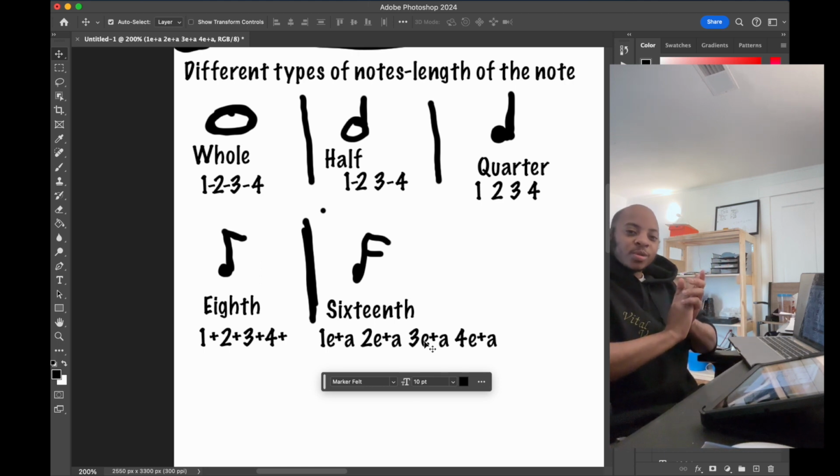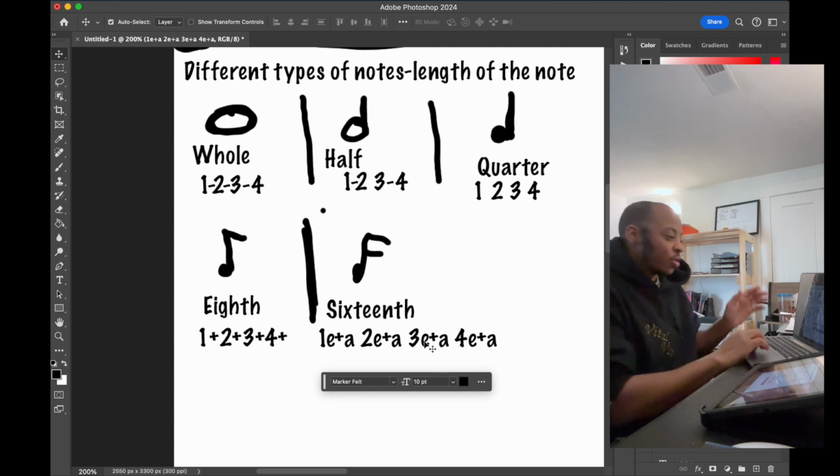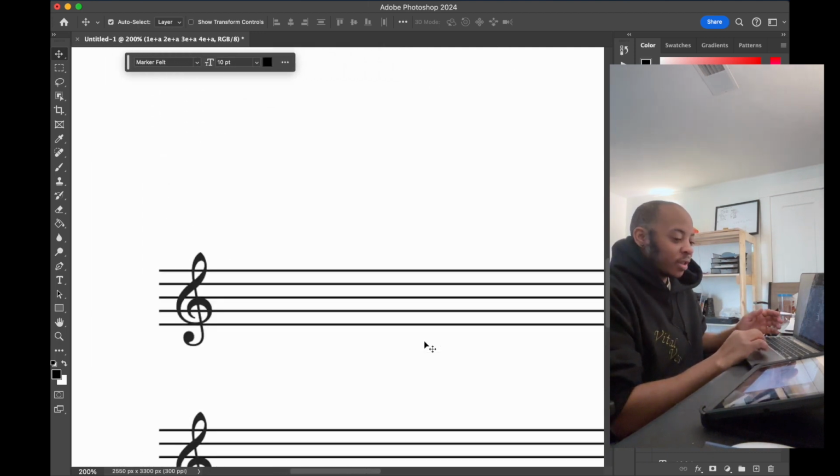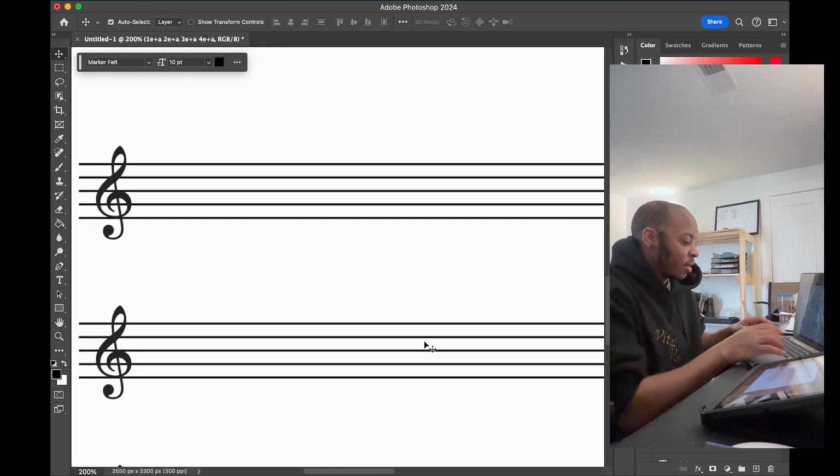1, 2, 3, 4. Now, I'm going to draw it out on the staff paper as an example.